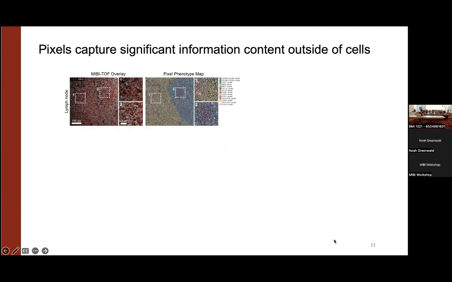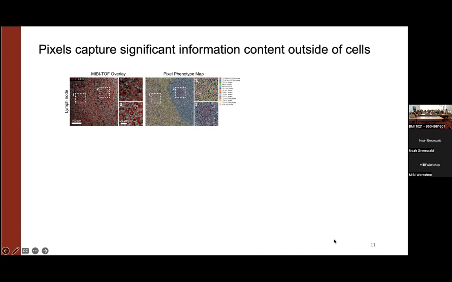And so here I'm just showing an example of a lymph node image. On the left is a MIBI overlay. The gray are the HH3s, which denotes the nuclei. And on the right is a pixel phenotype map where all the colors correspond to a different pixel cluster. And overlaid on top of the pixel phenotype map are the single cells, which are the gray circles. So in a lymph node tissue, it looks like the cells are covering the entire image because the tissue is very dense.